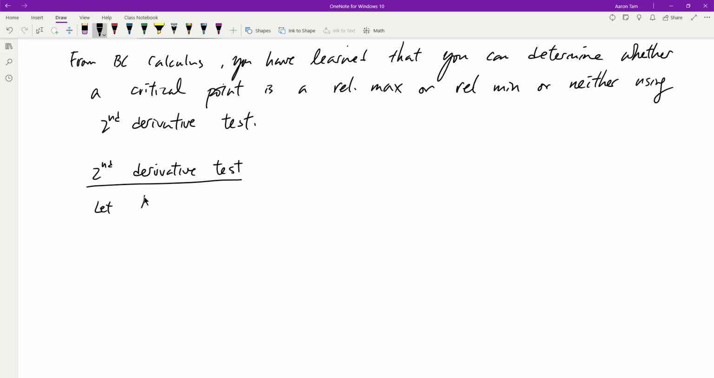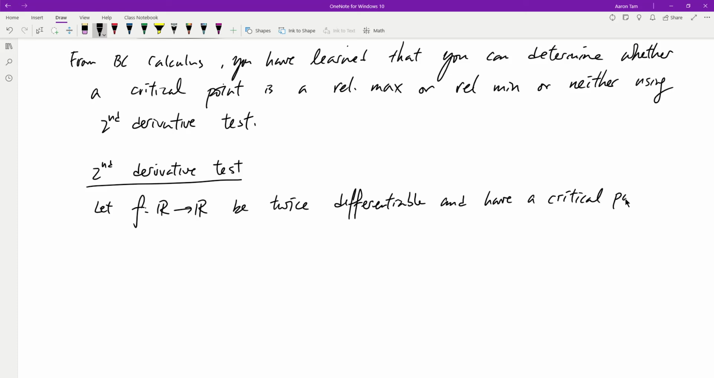So let's say we have a function f that maps from R to R. And let's say this function is twice differentiable, so therefore its first and second derivatives must both exist. And we also have a critical point at some value x sub 0. So what does it mean when I say critical point x sub 0? It implies that f prime at x sub 0 is equal to 0.